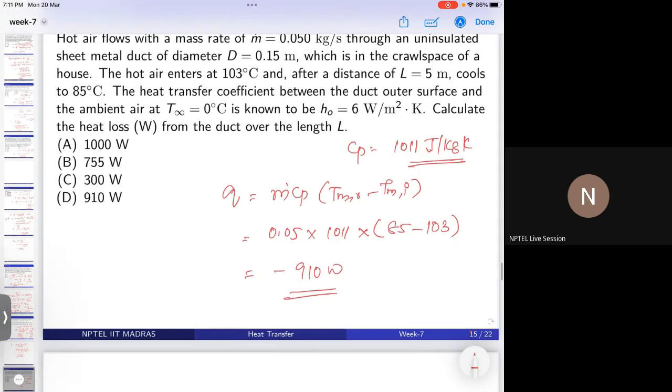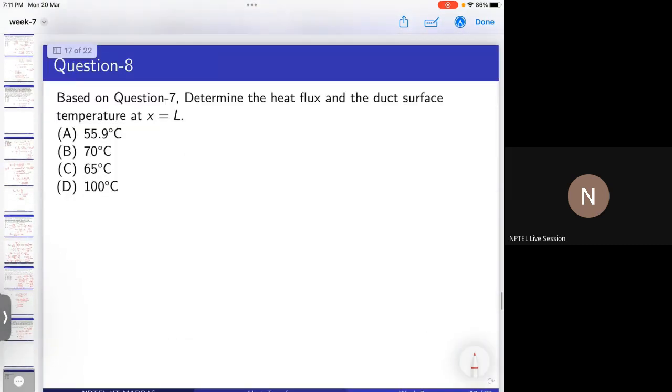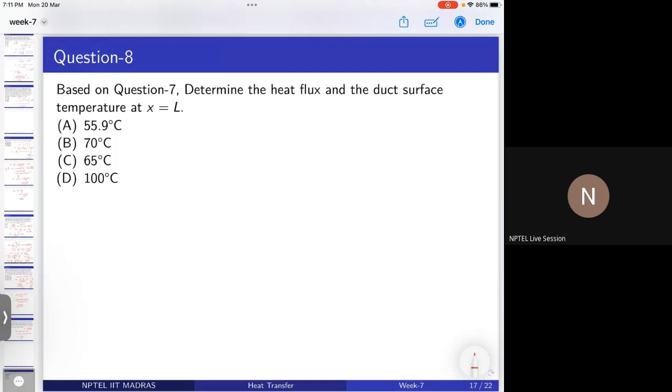Okay, so that is the first part. In the second part, we have to determine the heat flux and the duct surface temperature at x equal to L. So two quantities we have to find out here. For heat flux, we have to use the area, and for area we have to use the hydraulic diameter.